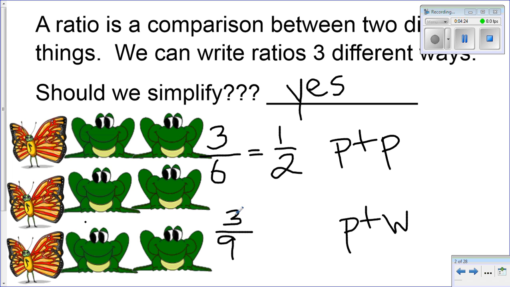So for every 3 butterflies, there will be 9 animals. It makes more sense saying for every 9 animals that we observe, 3 of them will be butterflies. But of course, we should simplify it. So we can divide these both by 3. When I divide by 3, I get 1/3, okay? Or 1 to 3. All right. Let's take a look at another example.